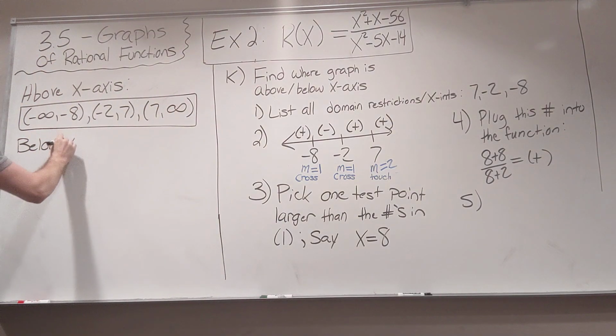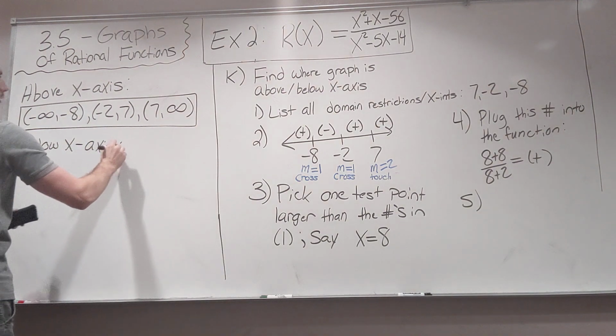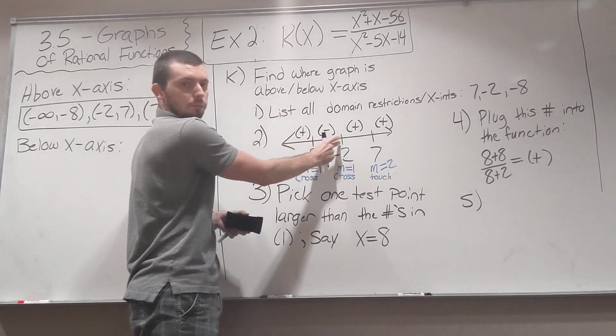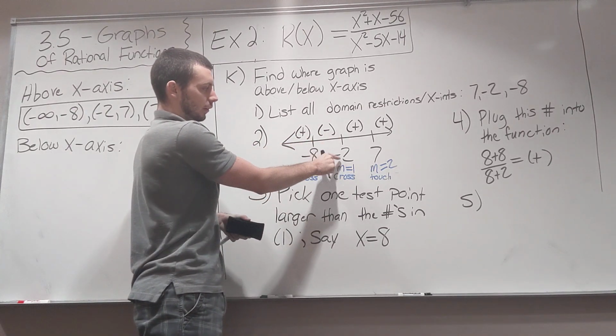Below the x-axis, it's simply any segment that has a minus, which there's only one. That's negative 8 to negative 2.